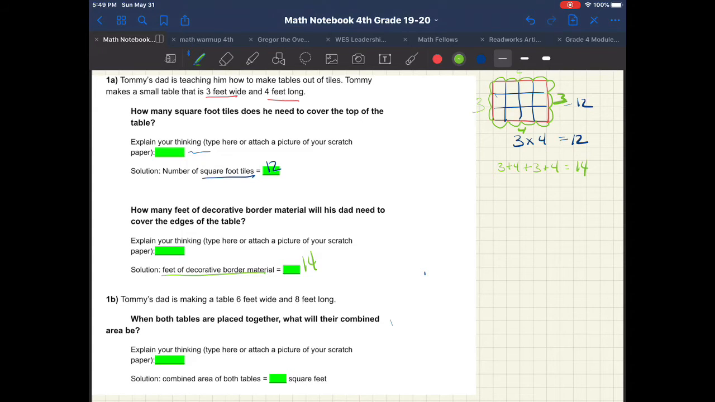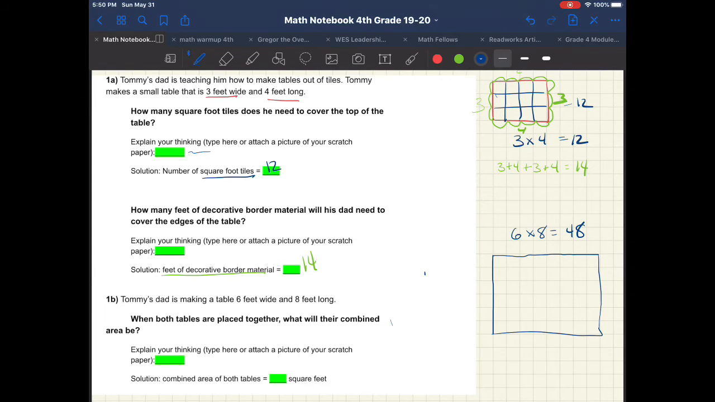But then Tommy's dad makes an even bigger table. Still picturing the same thing. This one is 6 feet wide, 1, 2, 3, 4, 5, 6, and 8 feet long, 1, 2, 3, 4, 5, 6, 7, 8. I can count up all those squares, or I can say 6 times 8 equals 48.